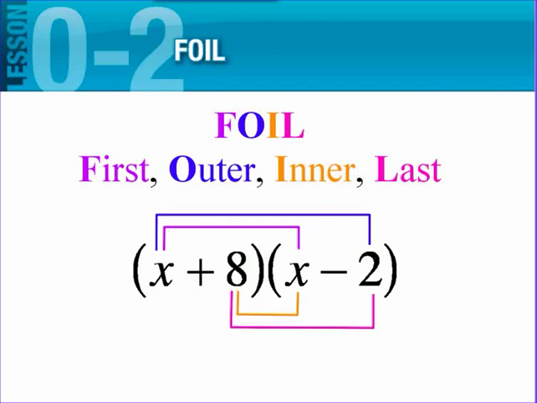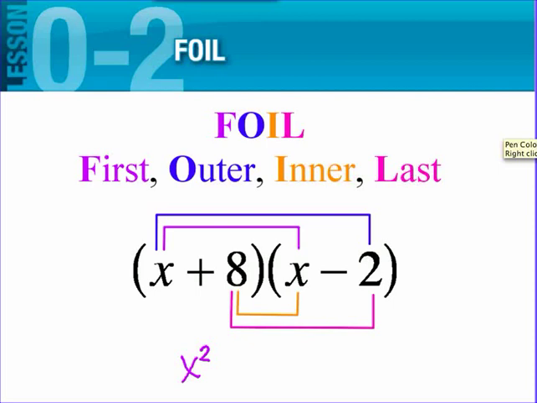So first of all, we're going to review FOIL. If you remember, FOIL is an acronym. It basically means first, outer, inner, last. Now when we're talking about first, we mean the first terms. So I'm going to take x times x, and that's my first term. X times x is x squared.